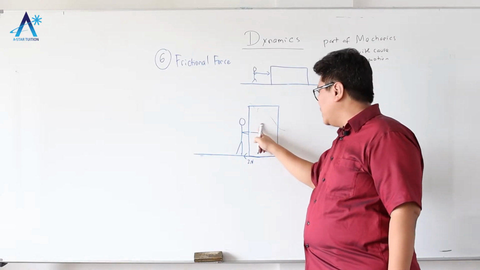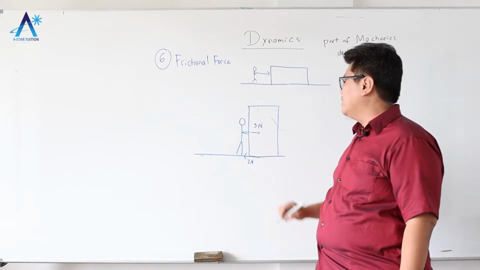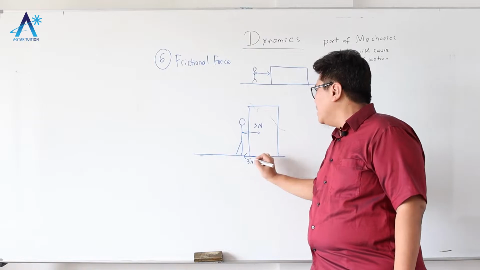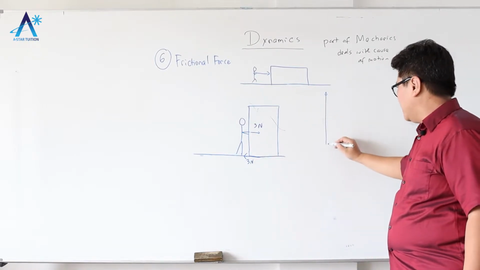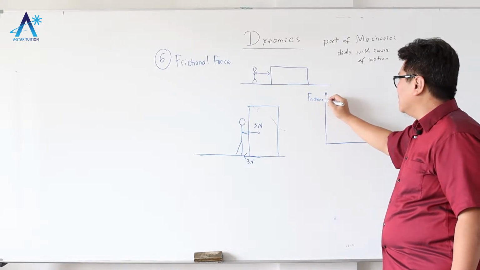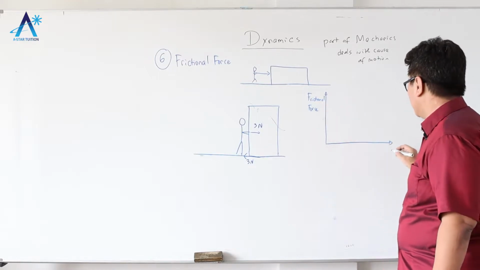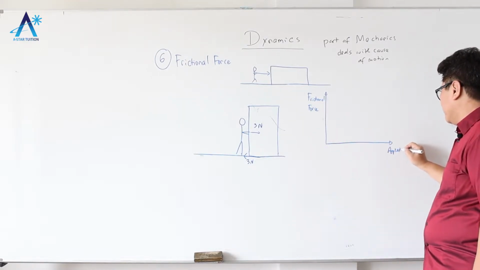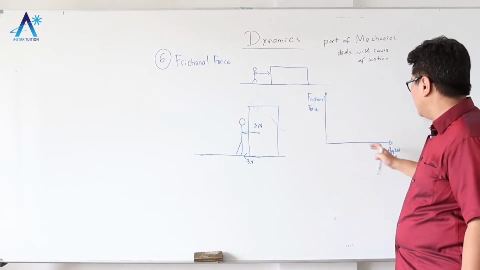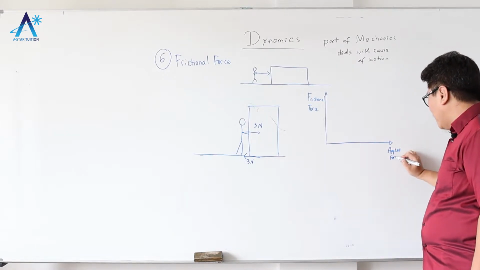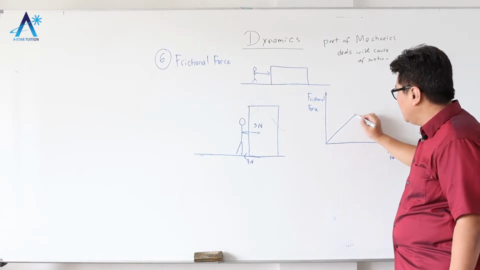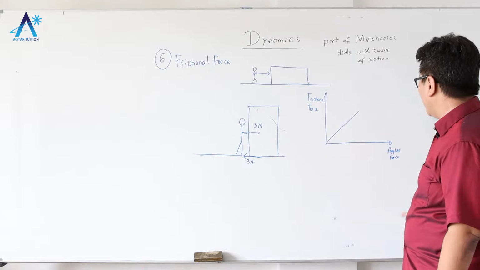Again, increase to 3 Newton, still not moving. That means now the frictional force has changed its value to 3 Newton. In fact, if we were to sketch a graph of frictional force versus applied force, we can see that the value of the frictional force and the applied force are the same so far. So the line is going to be a straight line in which the value of frictional force is exactly equal to applied force.